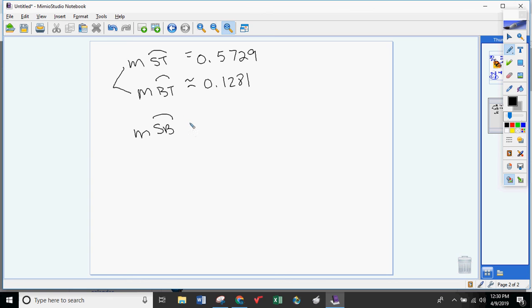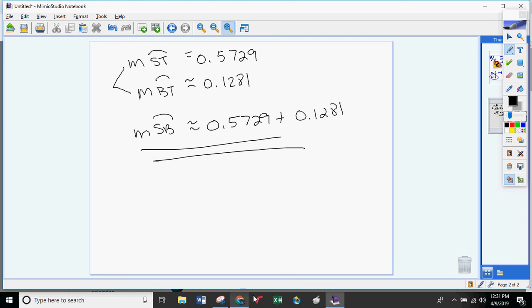So the measure of arc SB is approximately 0.5729 plus 0.1281, and that part I'm not going to do. Add those up and that will give you the answer. Round it to the nearest tenth when you're done.